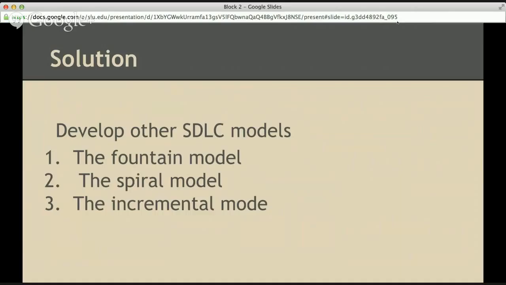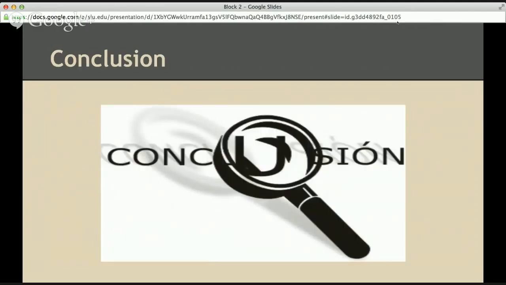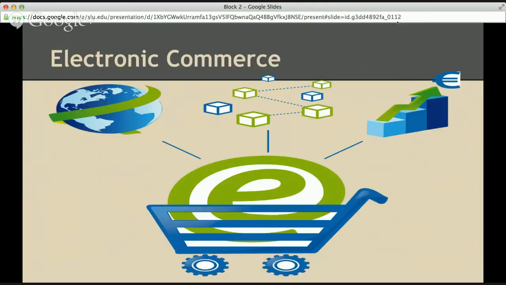The solution for the waterfall model is to develop other SDLC models, like the fountain model, the spiral model, and the incremental model. Each model is fitted to a specific purpose and useful for different structures. In conclusion, the advanced SDLC models are enhanced traditional software development models, which have been modified to suit a certain project environment. The next topic I want to introduce is electronic commerce.